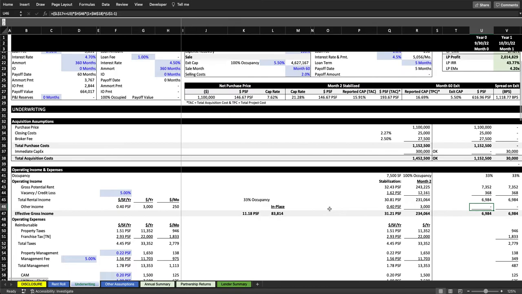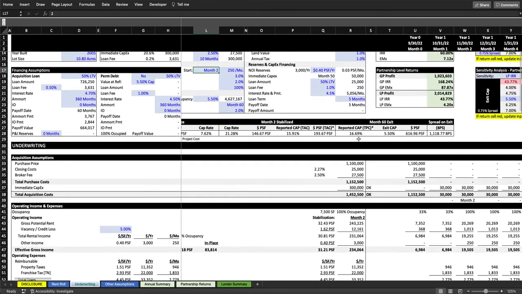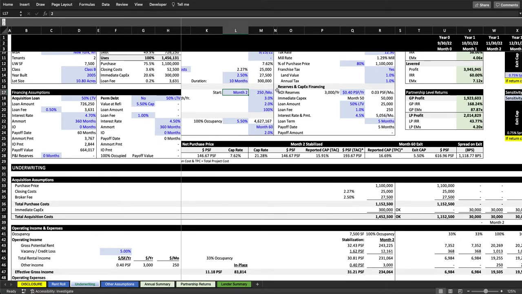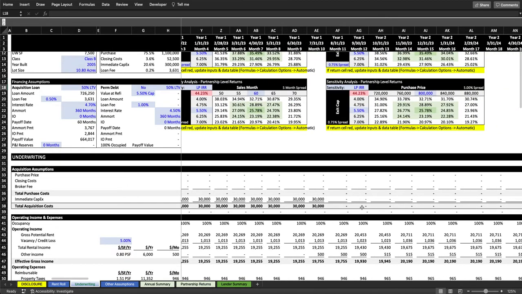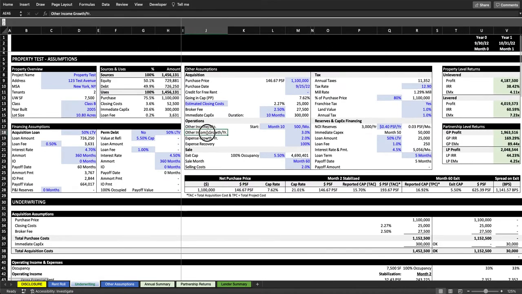cleaning or whatnot. So in this assumption section, you can choose the other income per month and when that starts. Right now we say it's starting in month 2, and it's going to be a total of $250 per month. If we say it's going to be $500 per month and it starts in month 10, you'll now notice $500 per month starting in month 10. And we can hit it with a growth rate. So right now we have other income growth per year at 3%, expense growth per year at 2%.